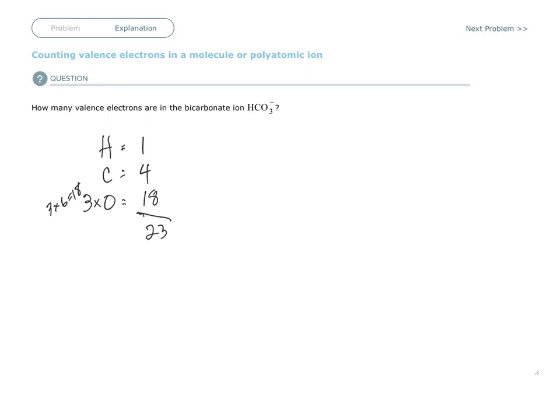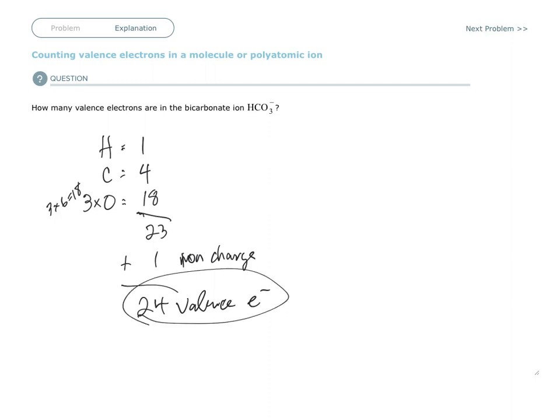Then we have to take into consideration the fact that this whole thing is negative, which means it's one more negative than it should have. So I'm going to say plus 1 for the ion charge. So that's a total of 24 valence electrons. Okay.